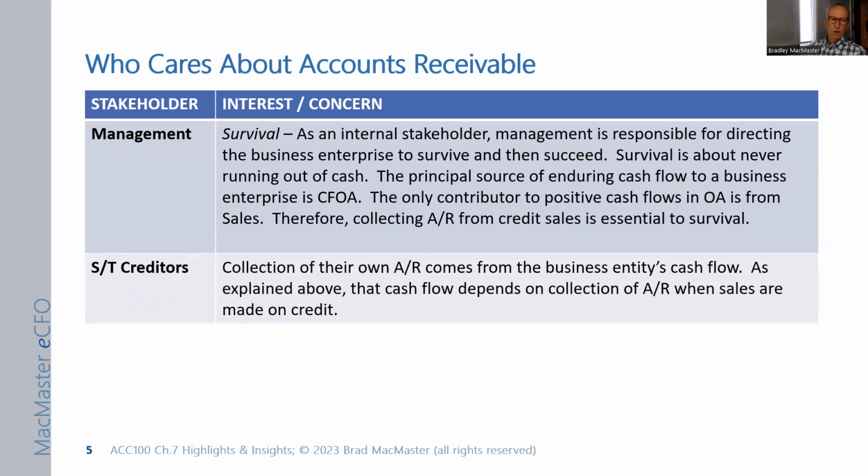Short-term creditors. Okay, so they are interested in collecting their own receivables. So these are people to whom the business enterprise has accounts payable. In order for the business enterprise to pay their accounts payable, they have to get cash flow from somewhere. And again, that cash flow usually comes from cash flow from operating activities, which, as described above, is all about collecting the accounts receivable when sales are made on credit. So the only way our business enterprise could pay its suppliers is if it's effective in collecting its accounts receivable from its customers.